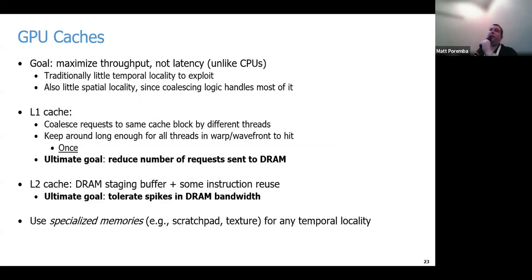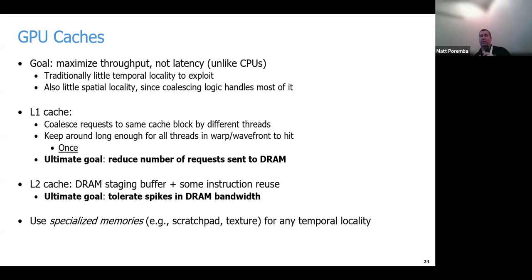And so that means instead of trying to reduce the hit latency and make them return really fast, like a CPU, GPU caches are designed to maximize throughput. So in part, this is because there's not much locality to exploit, but also it's because we have all those threads we can use to hide stuff. So L1 cache will try and coalesce requests to the same cache block by different threads. And its goal is to keep that line in the cache around long enough for all the threads in our warp or our wavefront to hit once. And basically its goal is to reduce the number of requests we had to send to the DRAM.